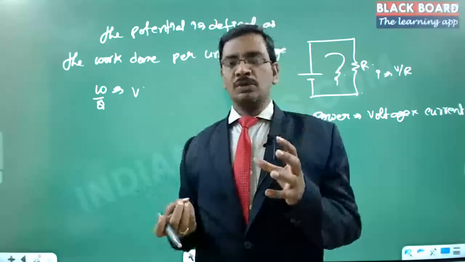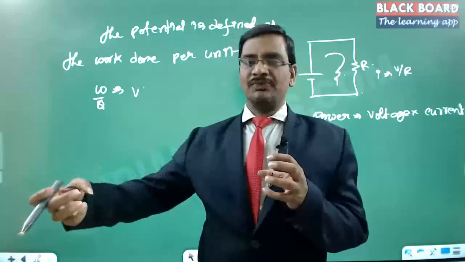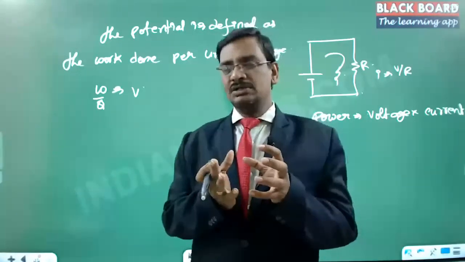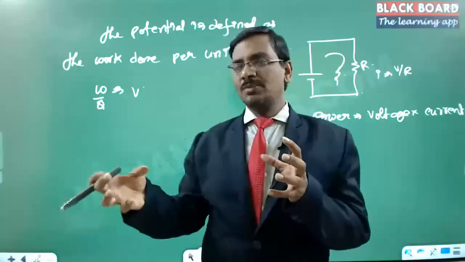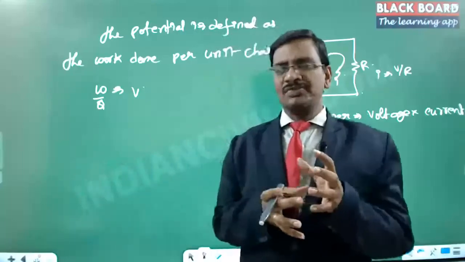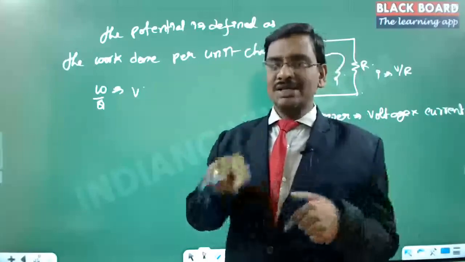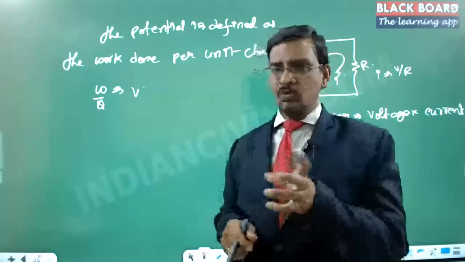Now for 1 coulomb of charge, how much can it repel? Or for 1 coulomb of positive charge, how much can it attract the negative charge? That is moving the particle from one location to another location, and that's exactly what we call the work. So work done per unit charge is defined as the potential.